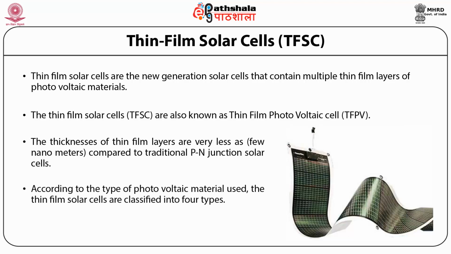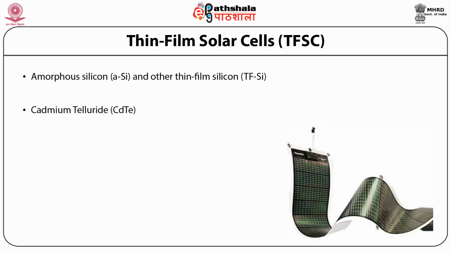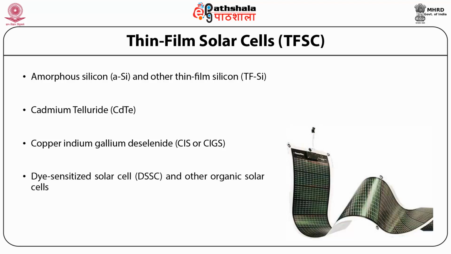According to the type of photovoltaic material used, the thin film solar cells are classified into four types. The four types of thin film solar cells are: number 1, amorphous silicon and other thin film silicon solar cells; number 2, cadmium telluride based solar cells; number 3, copper indium gallium diselenide or CIS or CIGS solar cells; number 4, dye sensitized solar cells, that is DSSC, and other organic solar cells.